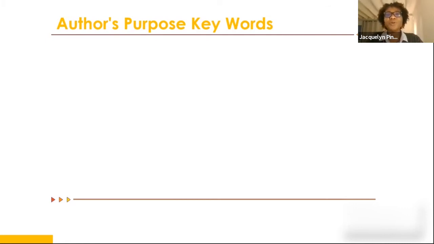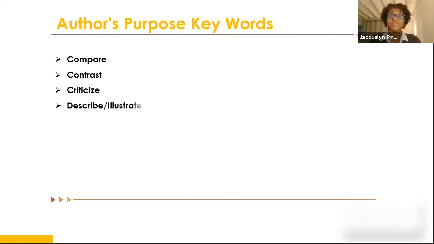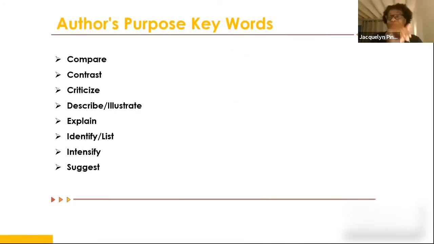So, author's purpose keywords, right? It's things that we can look at to help indicate what's going on. So we have compare, contrast, we know about that, criticize, describe, or illustrate, right? I remember when I learned how to use that word, I was like, oh, yes. Use your thesaurus, like, oh, I don't have to just use describe all the time. The author said, oh, this passage illustrates, explains, identifies or lists, intensifies, suggests. Oh, let's go back. Sorry. Because I want to review that list.